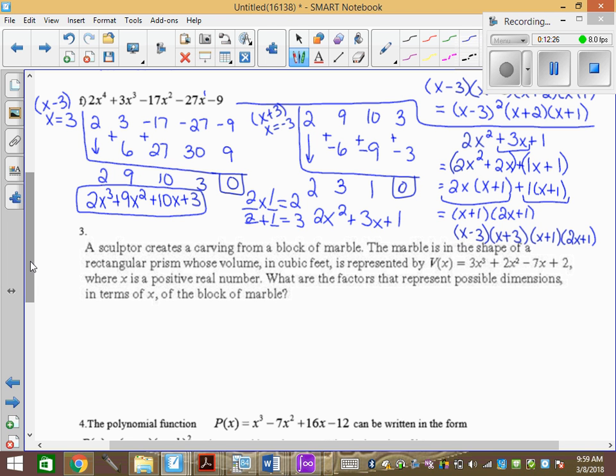How many factors are we going to get? Max. 3. What does the volume have? What times what times what? Length times width times height. So when you factor it and get 3 factors, what are you getting? Length, the width, and the height, right? You're getting the volume. So I'm literally just indirectly asking you to just factor it, right? Give me the 3 dimensions. So factor away.